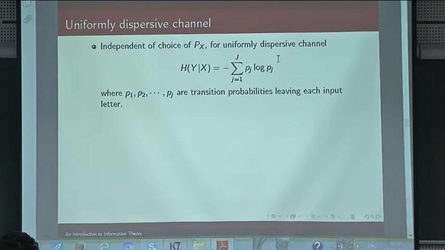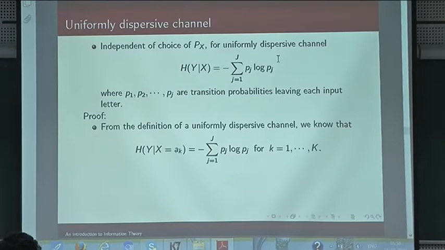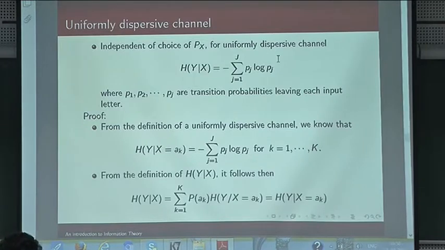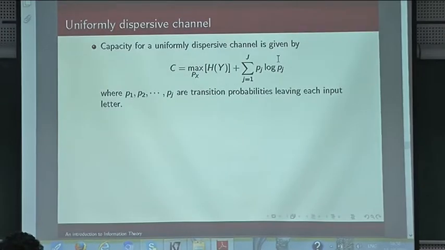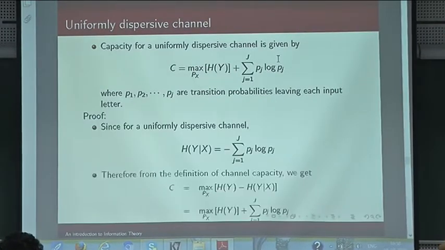And so, why do we define these channels? Because in these cases we can always define these conditional entropies, and also we can use the definitions of the conditional entropies to be able to find the capacity. So, the capacity for a uniformly dispersive channel can be shown to be this, and again the proof is simple. So, I have given it here. So, this is the capacity of a uniformly dispersive channel.